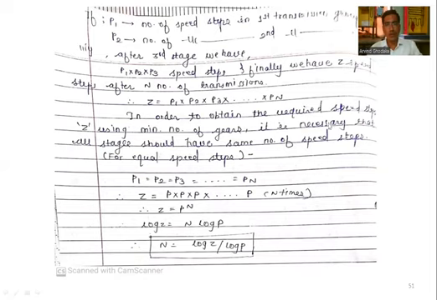In order to obtain the required speed steps Z using the minimum number of gears, it is necessary that all the stages should have the same number of speed steps. Therefore, P1 is equal to P2 is equal to P3 is equal to Pn. Therefore, Z is equal to P into P n times, so Z is equal to P raised to n. Taking log on both sides, we have log to the base 10 Z is equal to n into log to the base 10 P. From that we will get n, the number of transmission stages: n is equal to log Z upon log P.